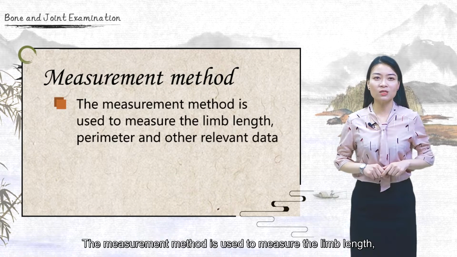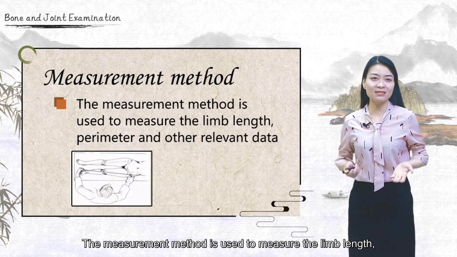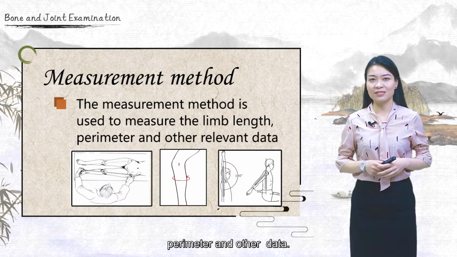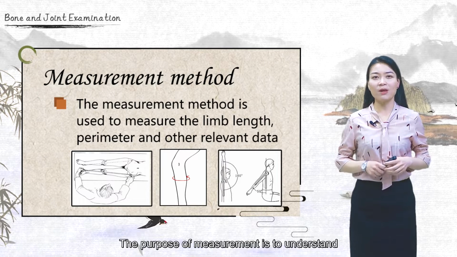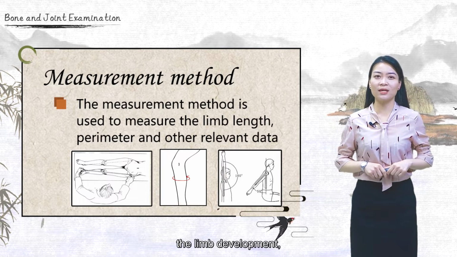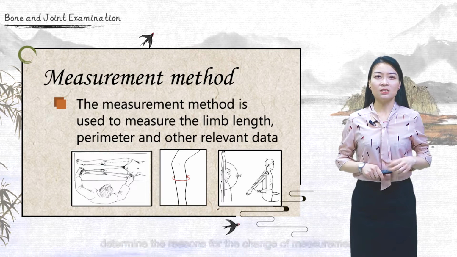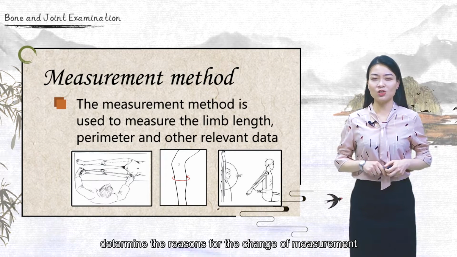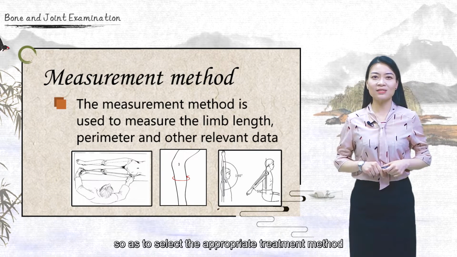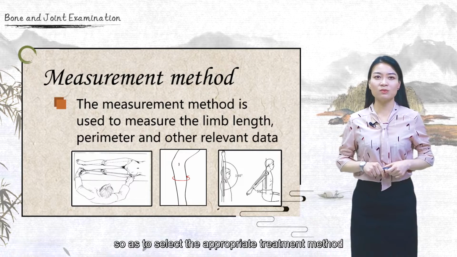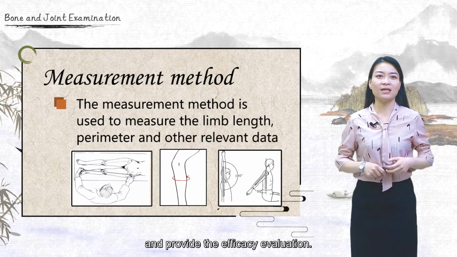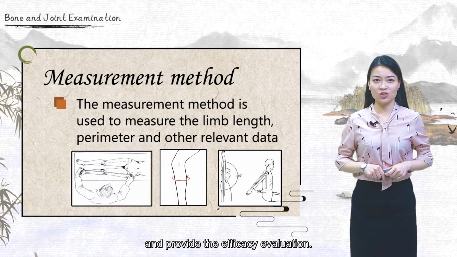The measurement method is used to measure the limb length, perimeter, and other data. The purpose of measurement is to understand the limb development and determine the reason for the change of measurement, so as to select the appropriate treatment method and provide the efficacy evaluation.